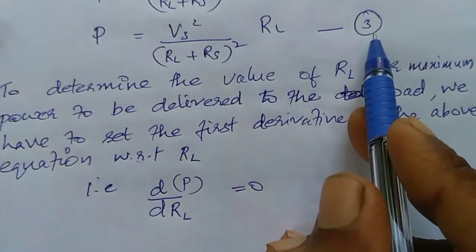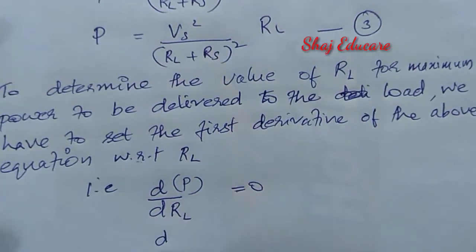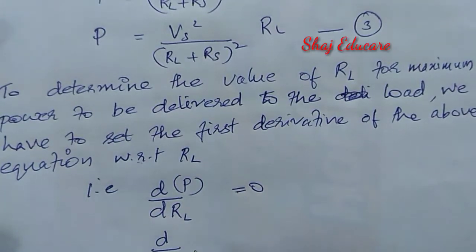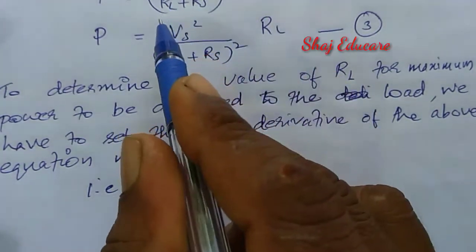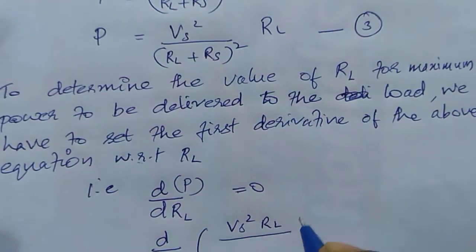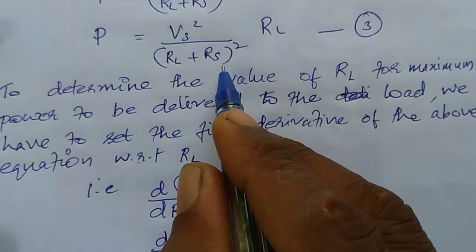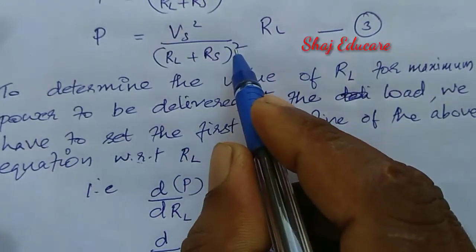Now using equation 3, we can modify this equation as d by d RL of, instead of P we can use the RHS, that means Vs square RL divided by RL plus Rs, the whole square.